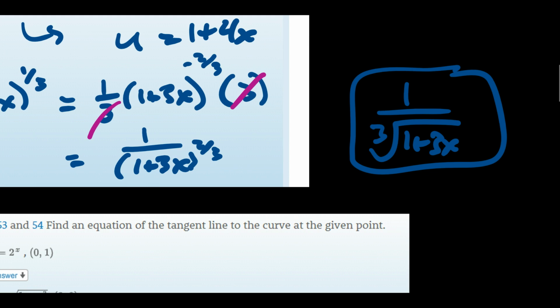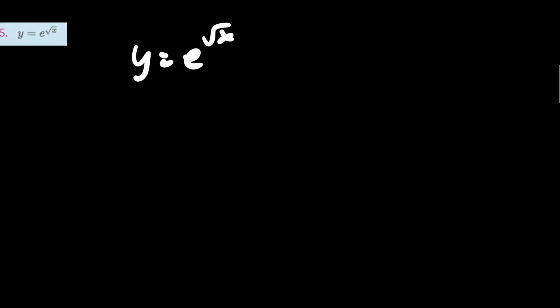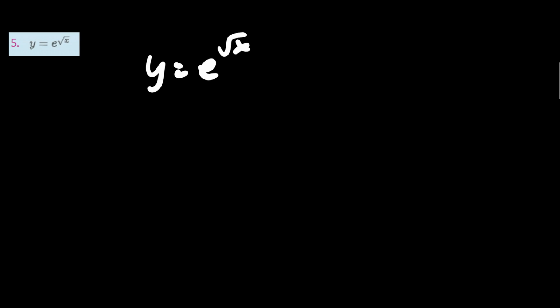We can look at another one. All right, so I chose this one out of the book, y equals e to the square root of x. So what we can do here, there's no outside and inside, but there is a main function here, and that's y equals e to the x. So we're going to take the derivative. Let me just show you something real quick.